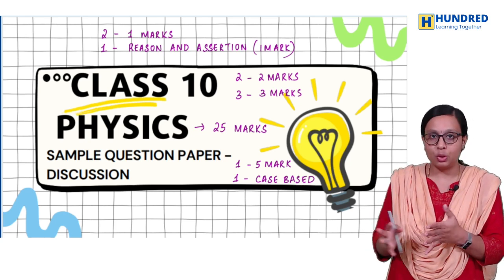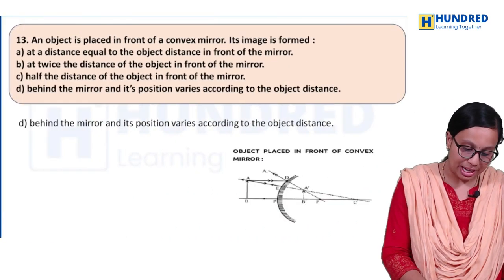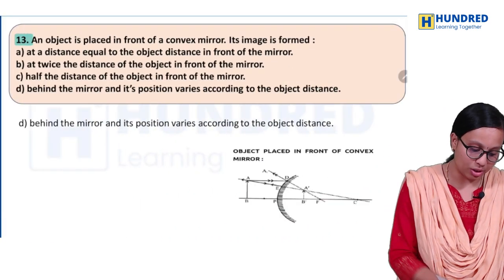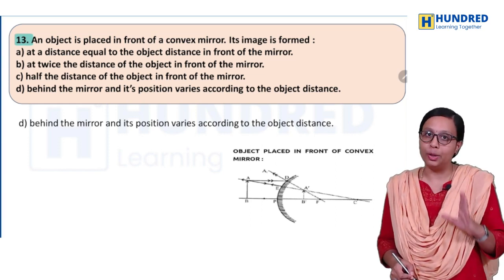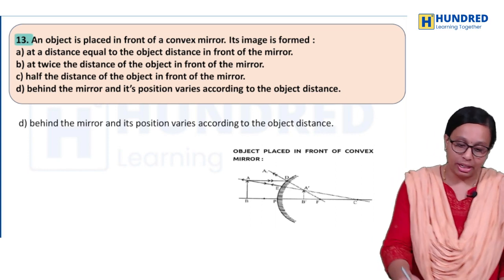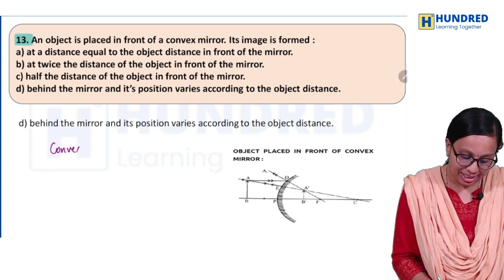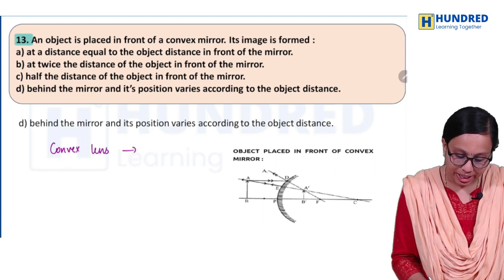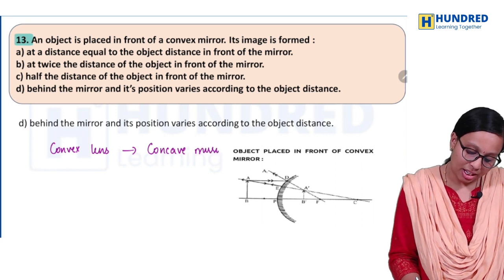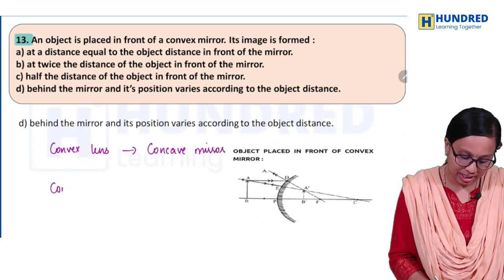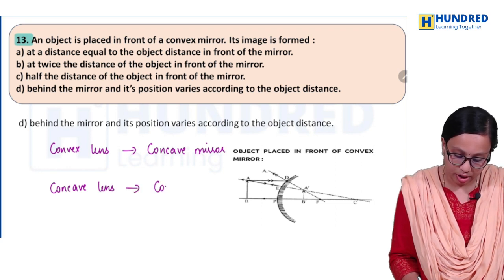So we'll just get into the video and start with the sample question paper. Starting with the first question, it's a 1 mark question. It's the 13th question. An object is placed in front of a convex mirror. So herein you'll have to be clear with these concepts. A convex lens is very much similar to a concave mirror. And then we have a concave lens, which is very much similar to a convex mirror.